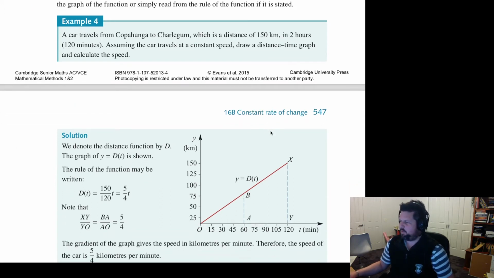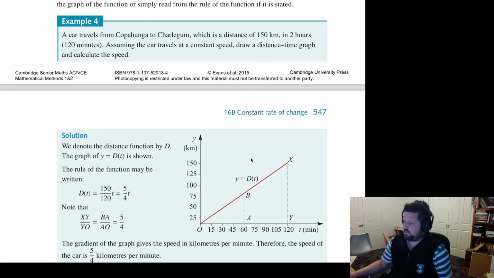So we set up our distance time graph. Time goes along the x-axis, distance goes on the y-axis. We're dealing in kilometers and minutes. So in the 2 hours, so 120 minutes, the car travels 150 kilometers, and that's the spot we're going to get to. We start from the origin, where you've traveled no distance, at time 0, and create a straight line between each of those points.